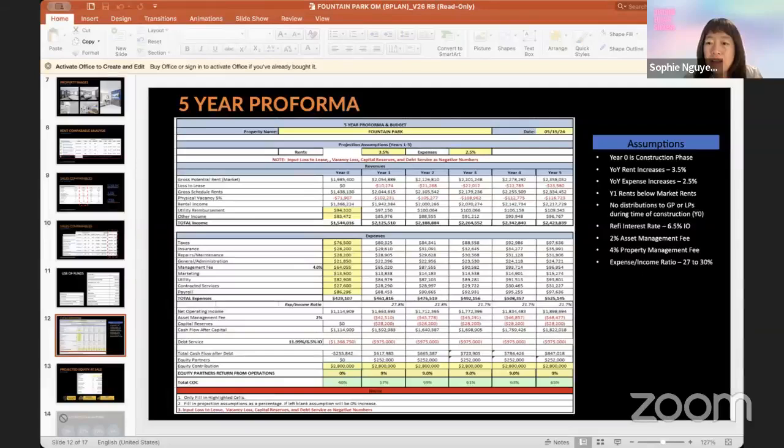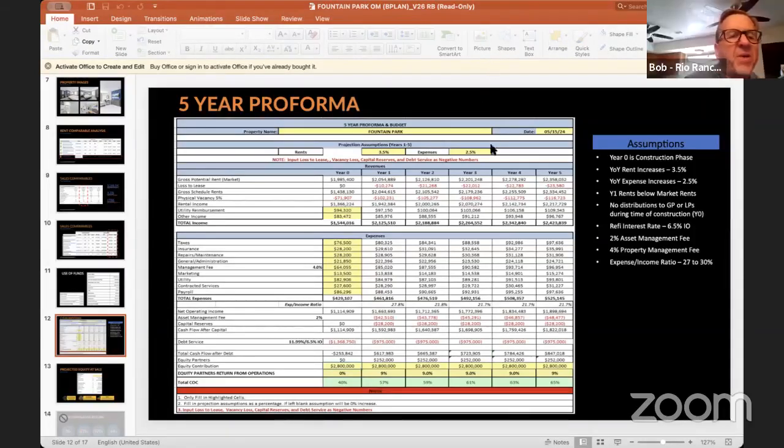And they're gonna have the expense income ratio 27 to 30%. That's pretty low because I think they're gonna have to transition. When they transition, they still have to run the hotel a little bit, right? I think that could be making the expense higher than 30%.